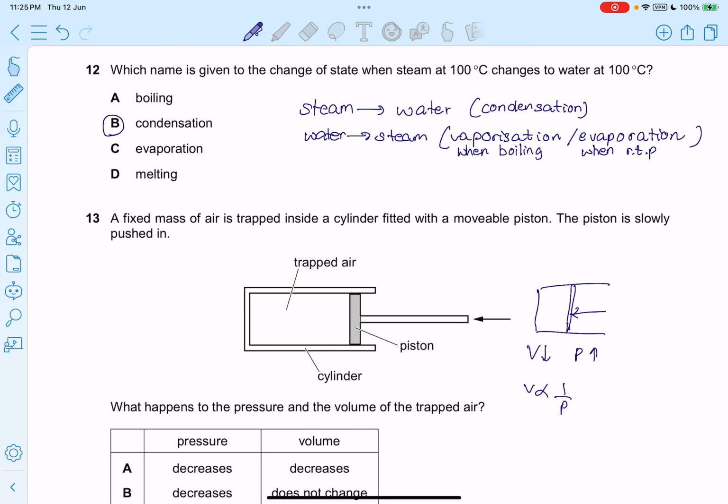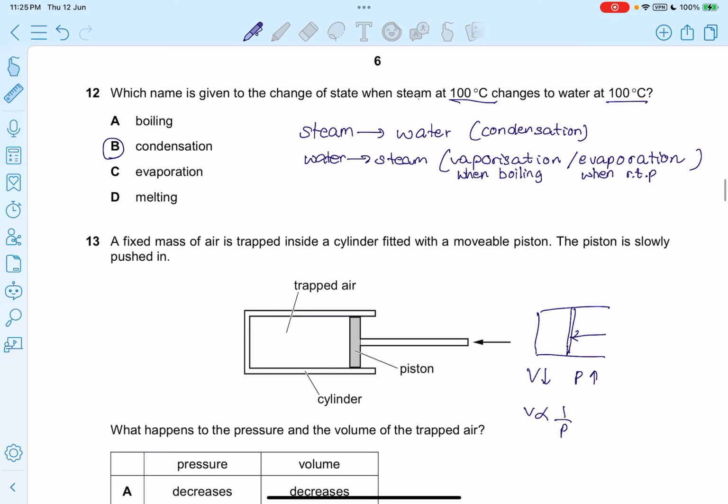12, which name is given to the change of state when steam at 100 degrees changes to water at 100 degrees? So at 100 degrees the water is boiling, but they said the change of state when steam changes to water, so it means that it's condensation. So B is correct.